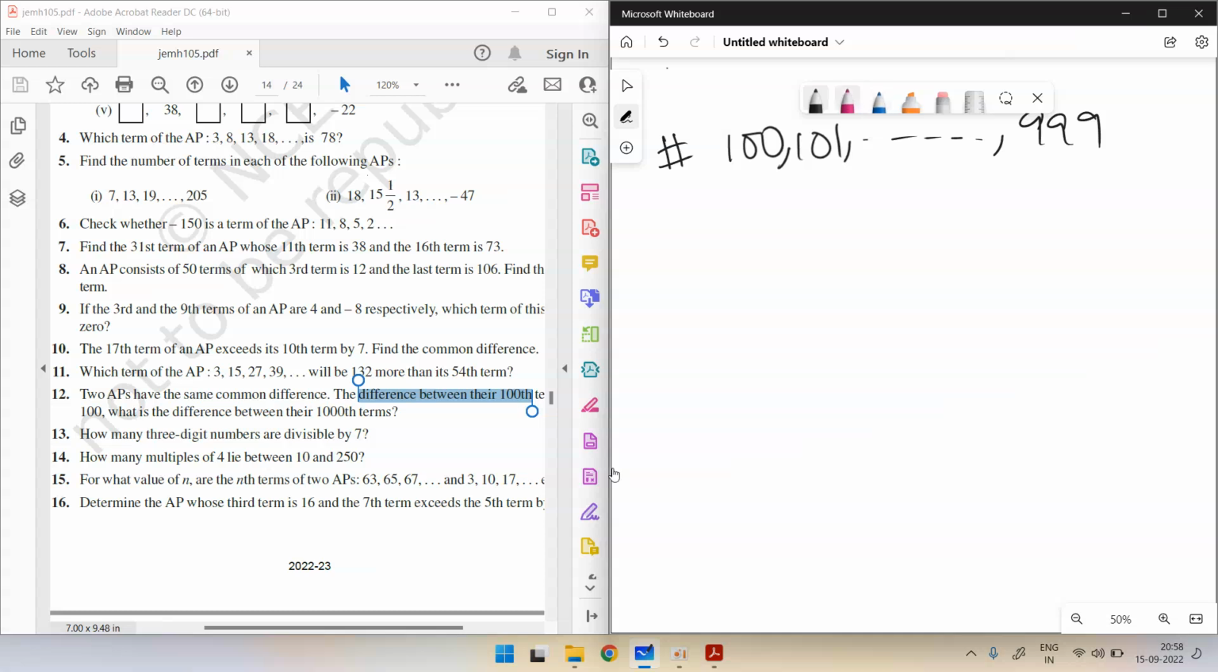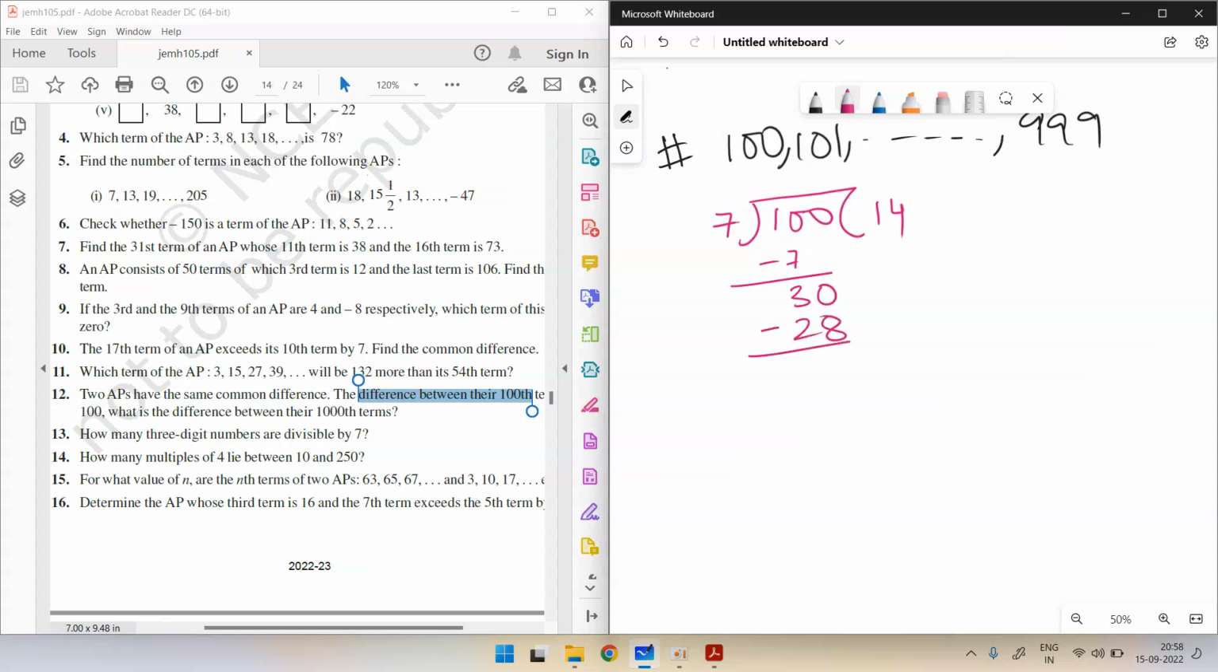So I write 100 and divide it by 7. 7 times 14 is 98, so 2 is my remainder. What will the next term be? The next number divisible by 7 is 100 plus 7 minus 2, so 105 is the first 3-digit number which is divisible by 7.